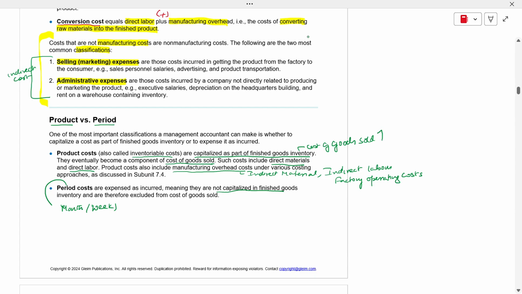Period cost is otherwise called an indirect cost, but we say it is a cost excluded from the cost of goods sold. What is the cost of goods sold? Cost of goods sold is direct material and direct labor, including manufacturing overhead. Period cost excludes the direct materials, excludes the direct labor, and excludes manufacturing overhead.